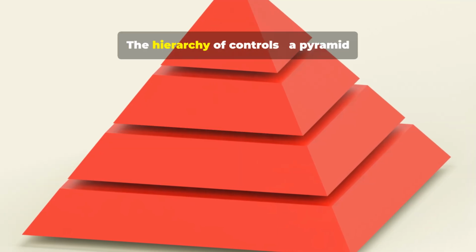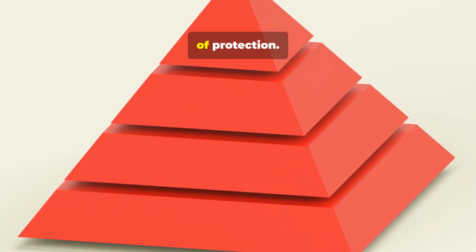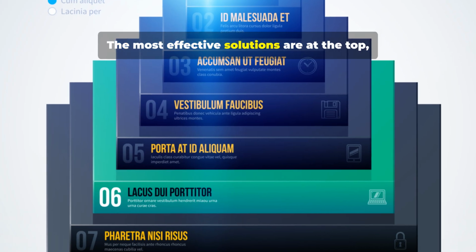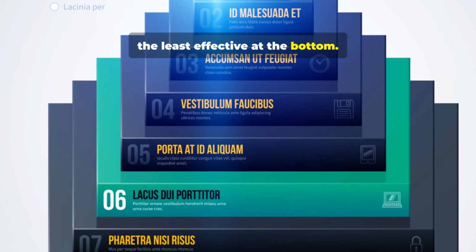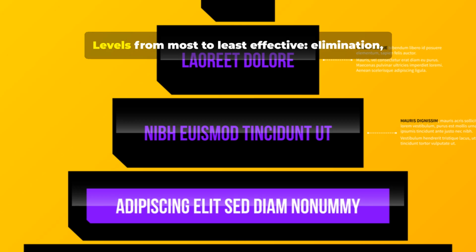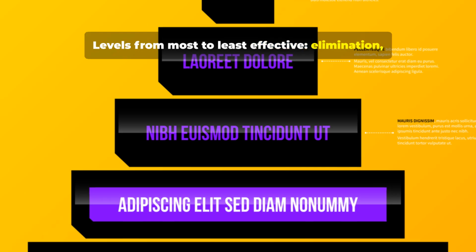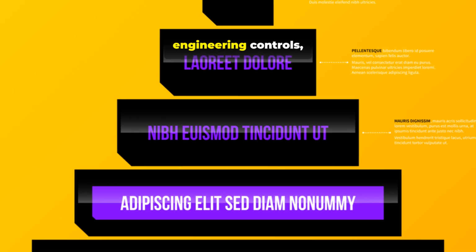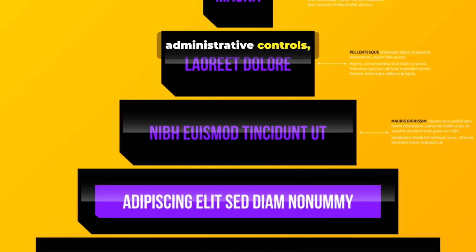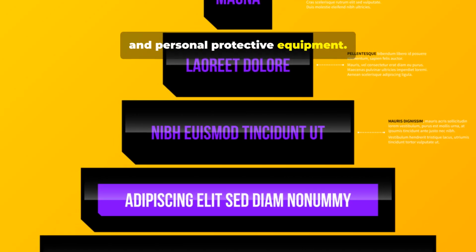Section 2. The hierarchy of controls, a pyramid of protection. The most effective solutions are at the top, the least effective at the bottom. Start at the top. Levels from most to least effective: elimination, substitution, engineering controls, administrative controls, and personal protective equipment.